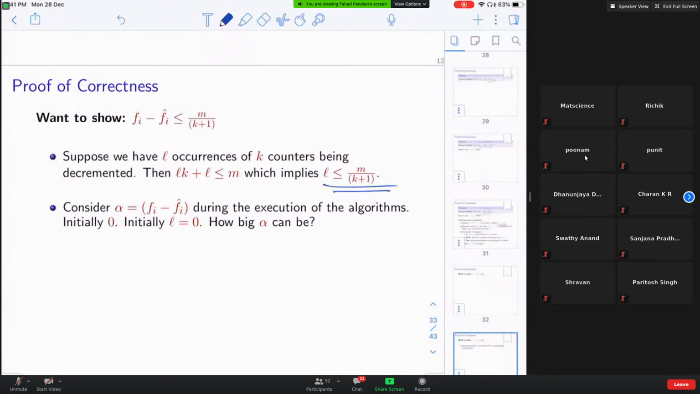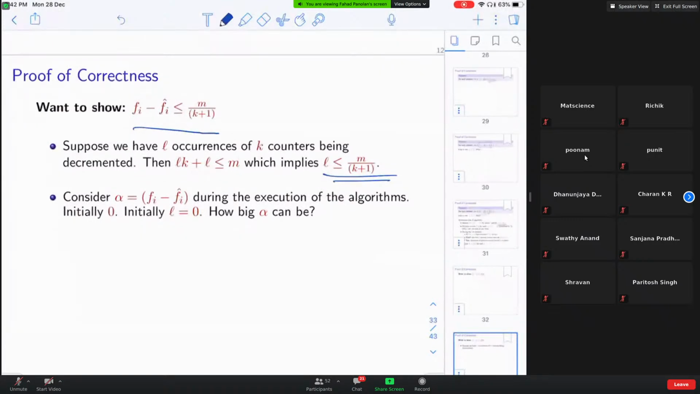Is that argument clear? L is the number of decrement iterations, and then we can prove that L is at most M by K plus 1. Okay. Now, fix an element i. I want to prove this one: Fi minus Fi hat is at most M by K plus 1. Now, just substitute the value alpha to be Fi minus Fi hat.